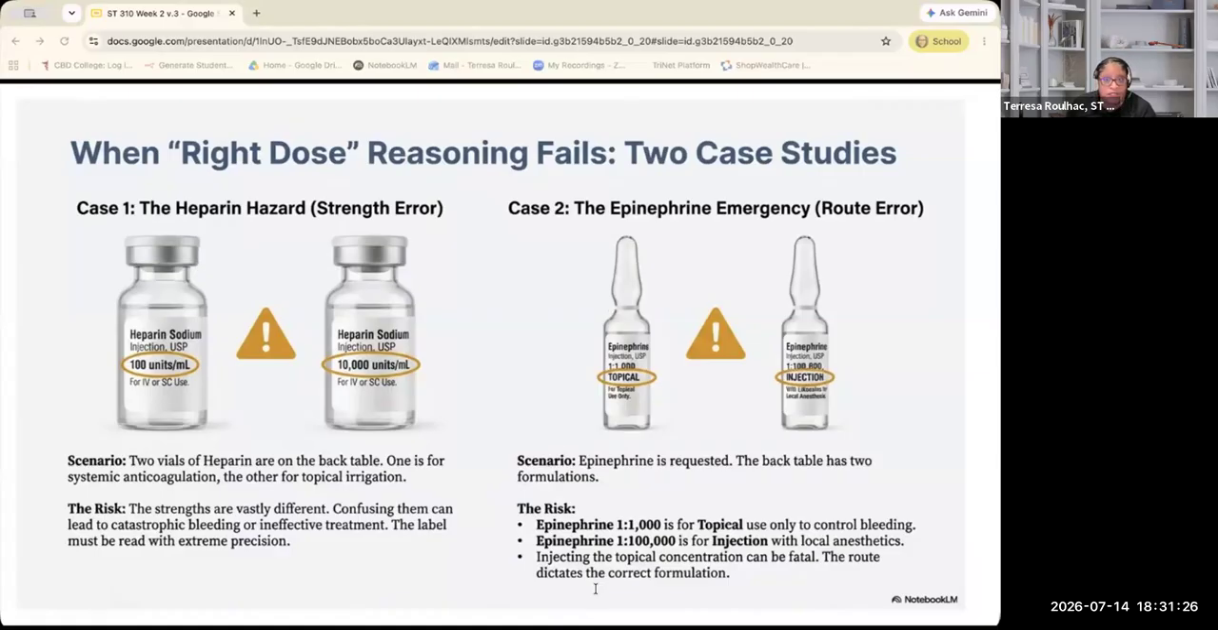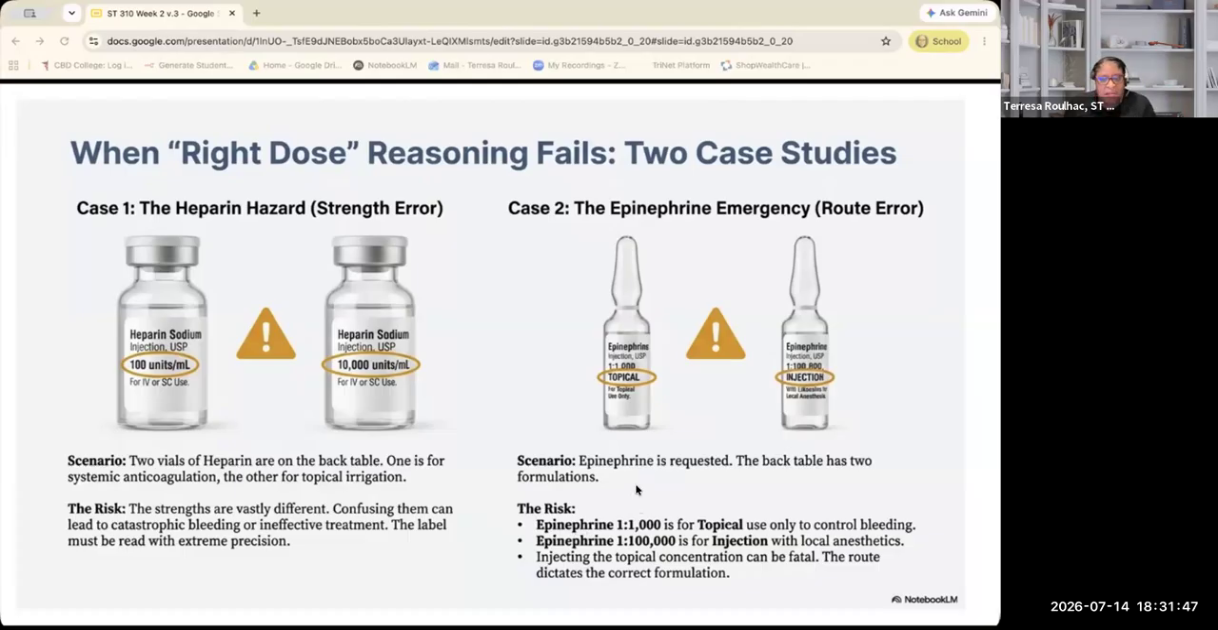Exactly. Strength of concentration. Was it right? Now, the medication itself is not wrong, but using the wrong strength could still result in patient harm. So, case two.